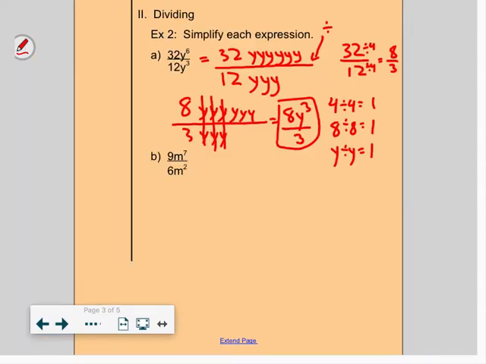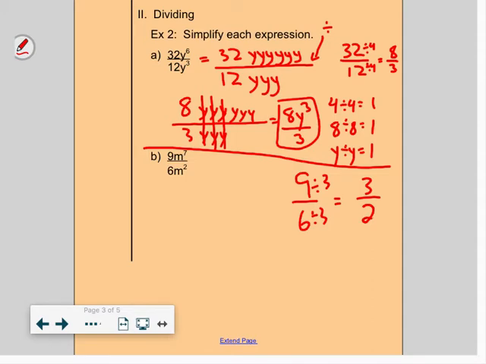Now, we're going to go on to the next one. We've got 9m to the 7th over 6m to the 2nd. First and foremost, what is 9 over 6? Well, 9 over 6 happens to be a fraction that we can reduce. 3 goes into both of these, and we're looking at 3 over 2. So I'm going to write 3m to the 7th all over 2m to the 2nd.